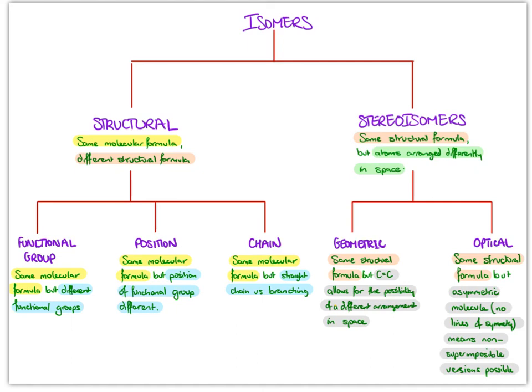And in geometric isomers, we had the same structural formula, but due to the presence of a carbon-carbon double bond, there was the possibility of a different arrangement of atoms in space.